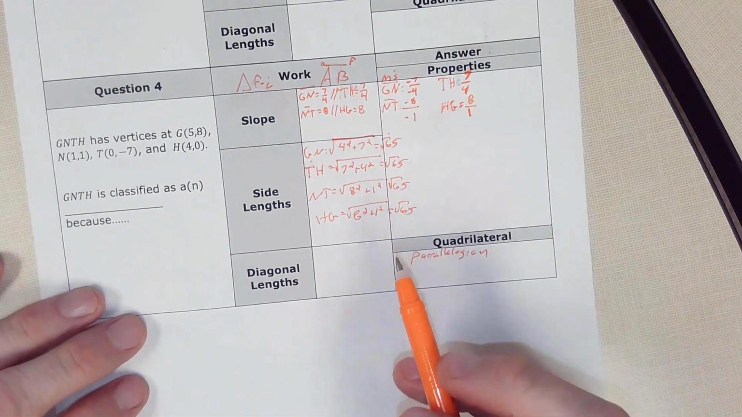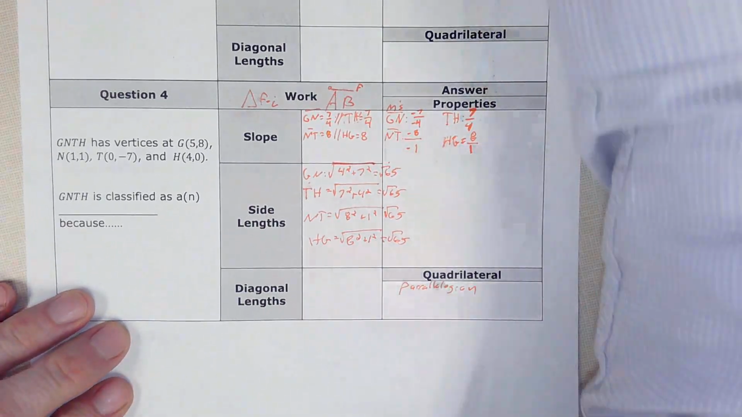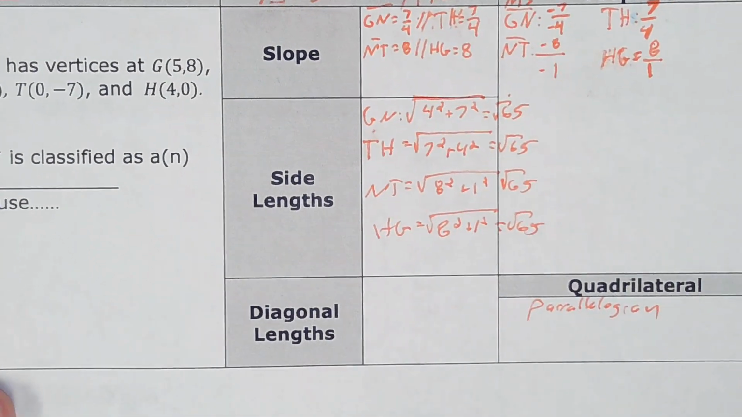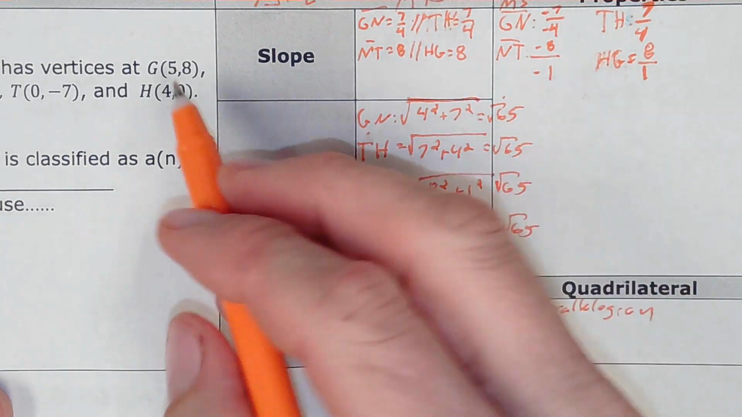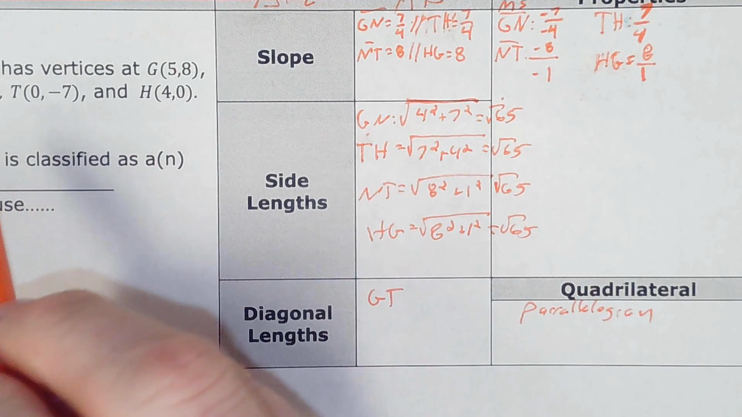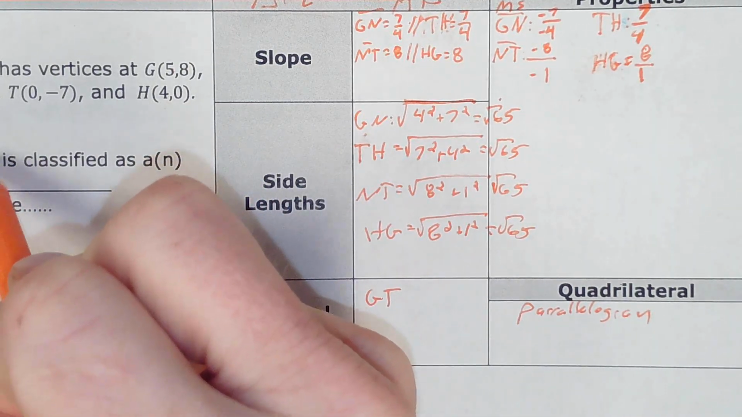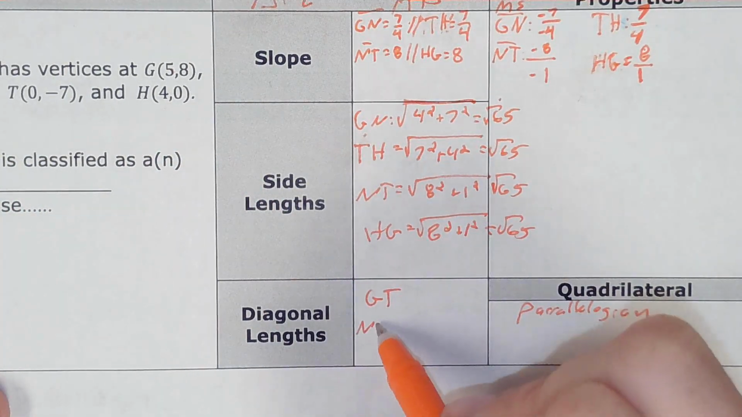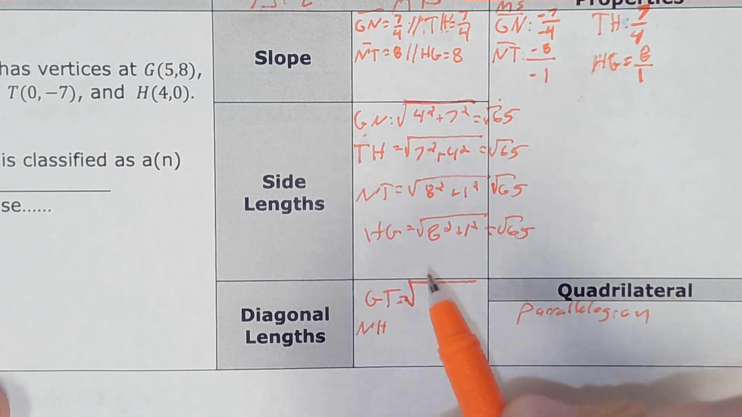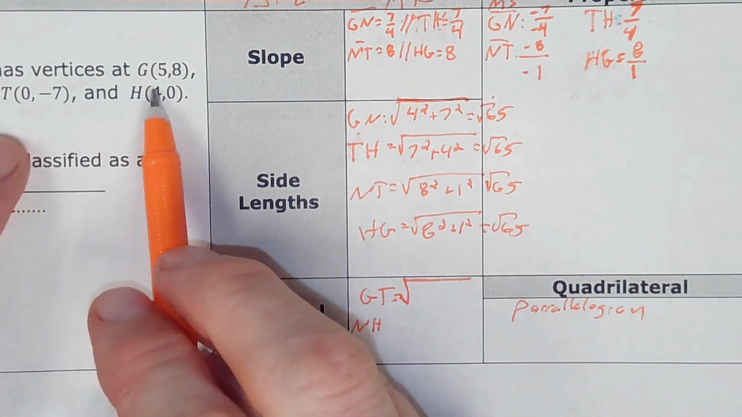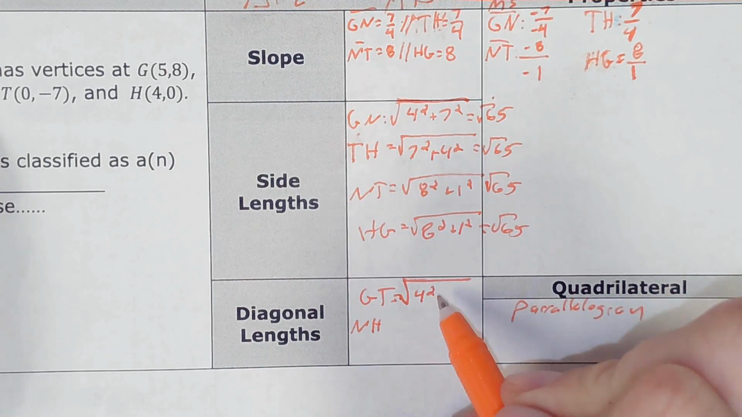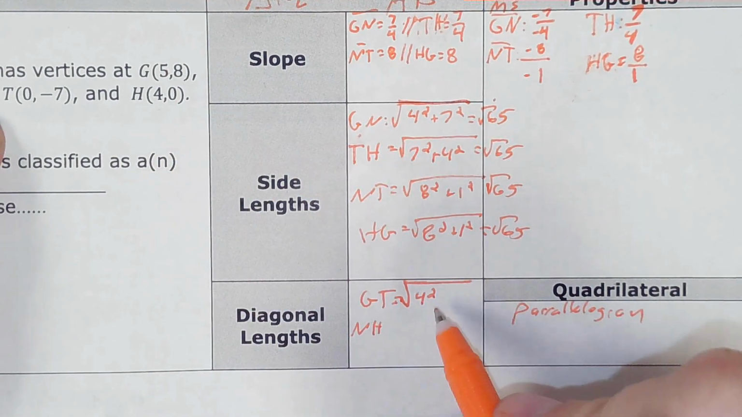I bet, let's see what the diagonals say. Let me zoom in a little. All right, so no perpendicular sides. What about the diagonals? So the diagonals would be like GT, right? Because it's jumping from this one to this one. That's a diagonal. And then NH, that's the diagonal. So square root of the changes in x's. GT would be like 4 squared plus 7 squared.